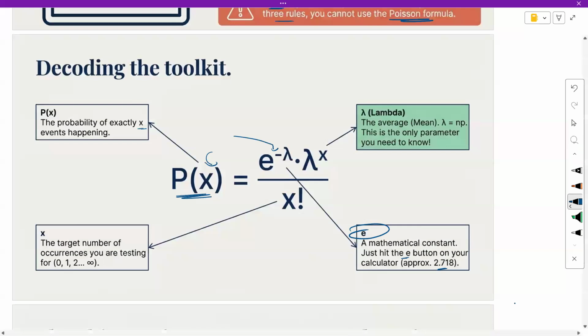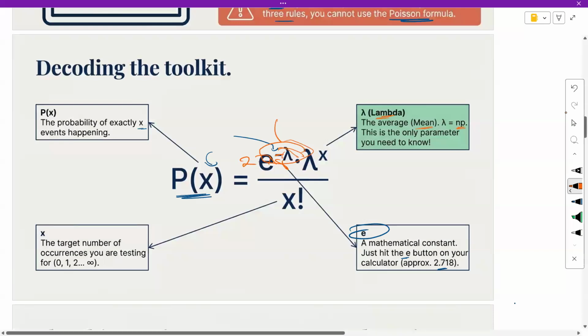Here, E is a value that never changes. It's always 2.718. And here, lambda, you can see it's a negative lambda. Lambda means the mean, the average. How do we calculate lambda? Very simple and straightforward.